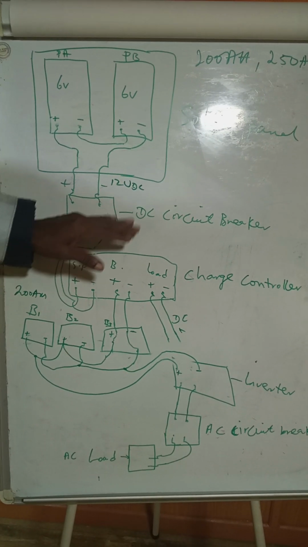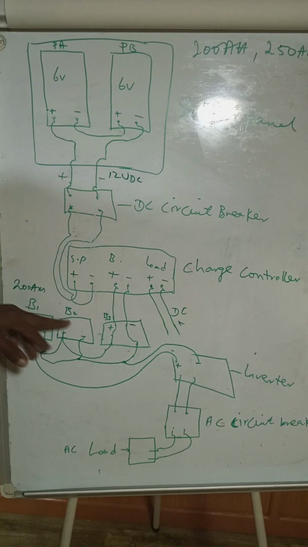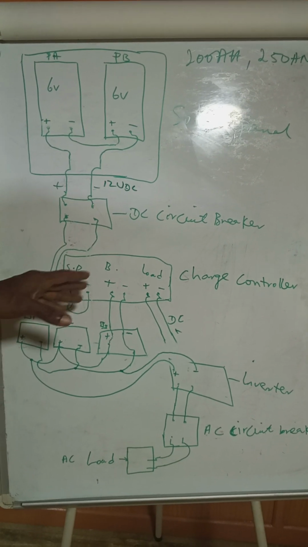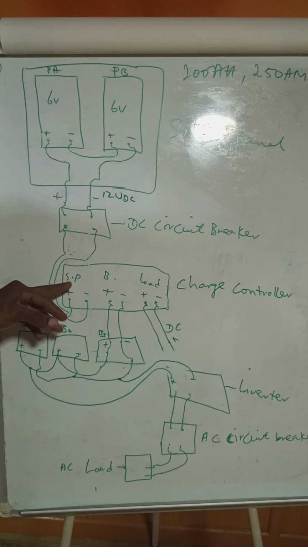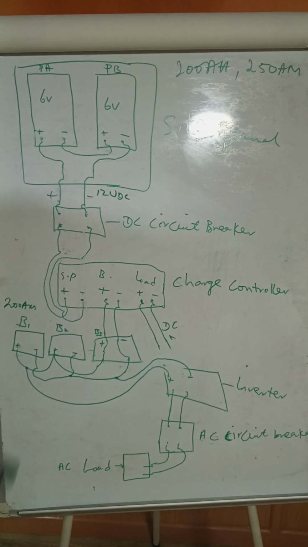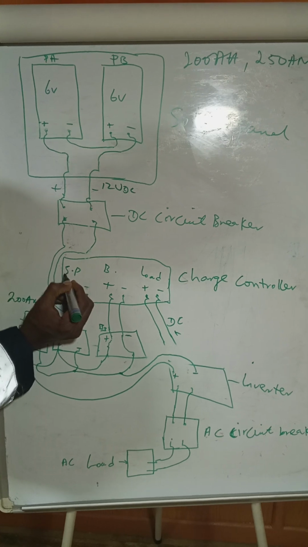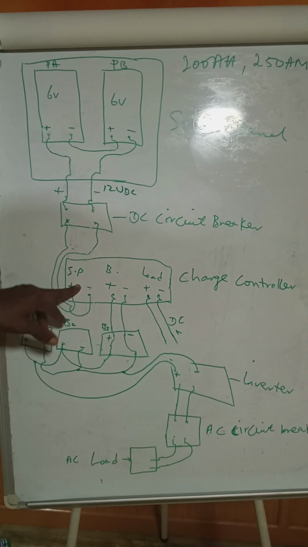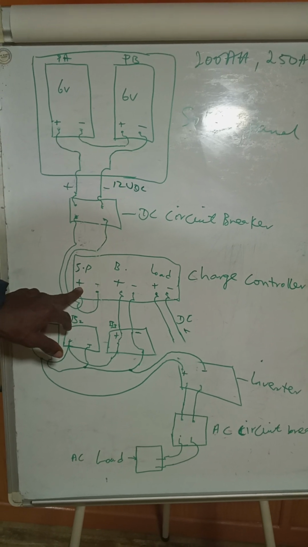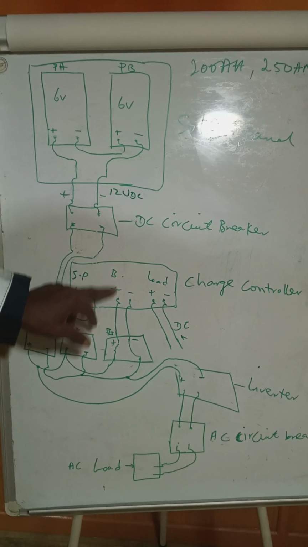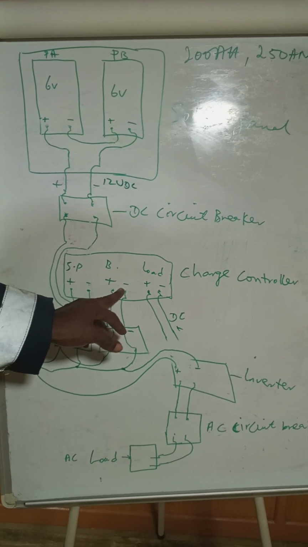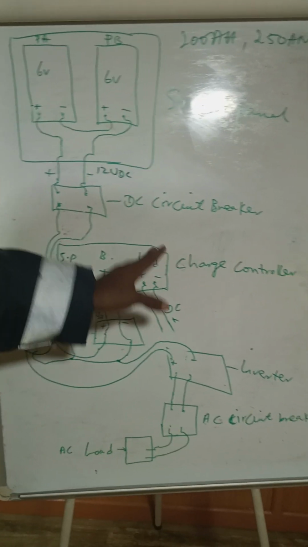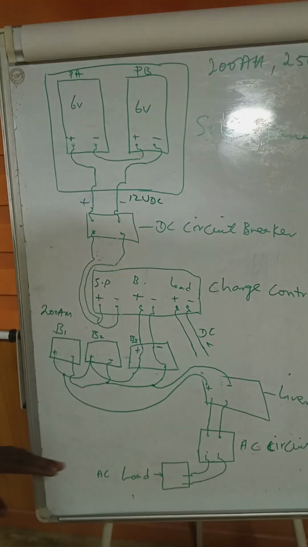So from your DC circuit breaker, you have your charge controller. You know, the charge controller has 3 terminals with positive and negative polarities. The first one is from your solar panel, that is why you have SP, solar panel. The positive and the negative of your solar panel will come to this point. The battery, that is why you have B, will be connected to this point, usually in the middle. The third one is the load, which will be connected down to the inverter.